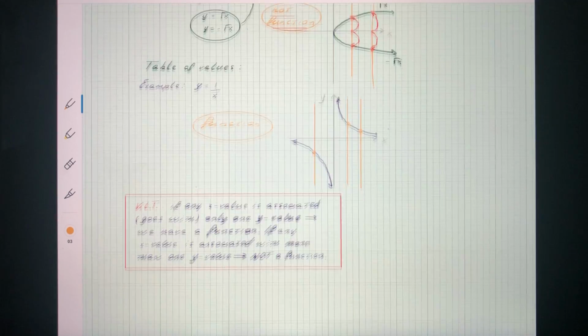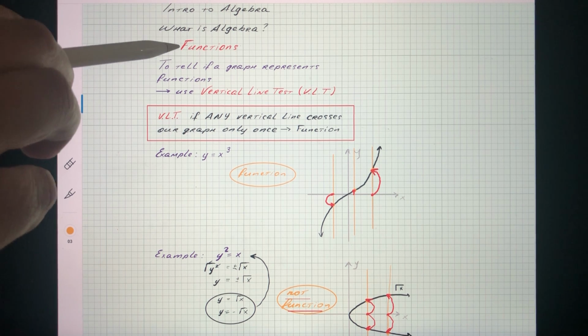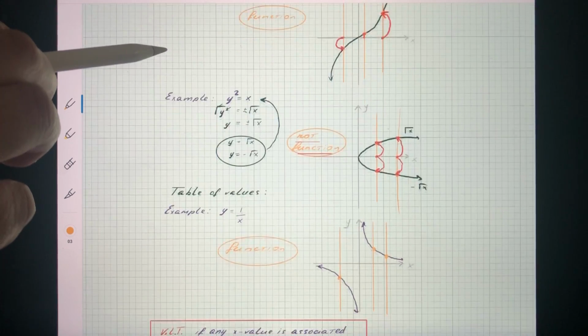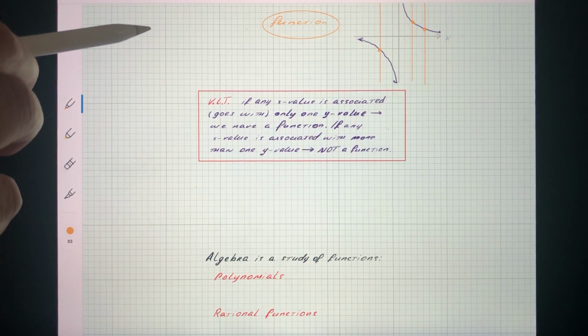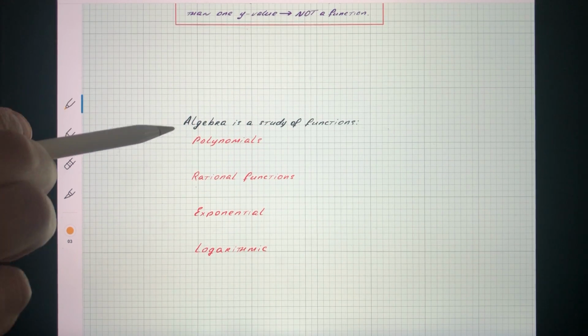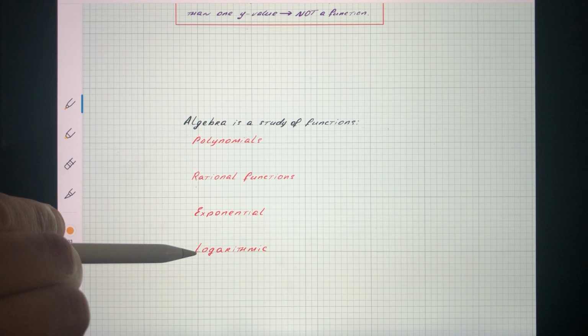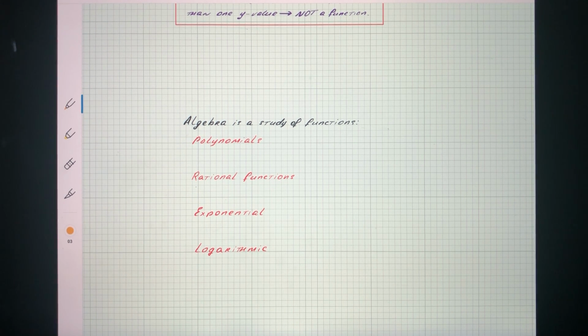And in the algebra class, we are discussing functions. So what type of functions are we going to look at in this class? There are 4 types of functions that we focus on in the algebra class, and these are the polynomials, rational functions, exponential functions, and logarithmic functions. These are the 4 main classes of functions that we will look at. Each one will pass the vertical line test, and we will discuss them in different videos.